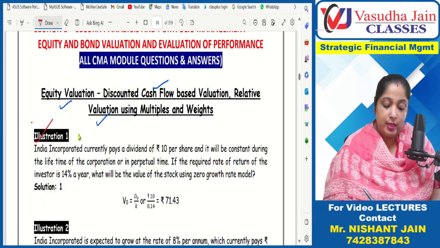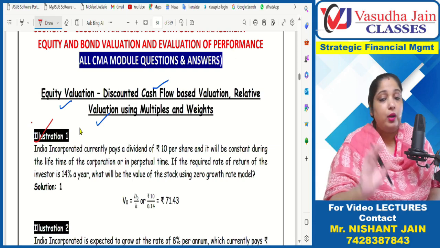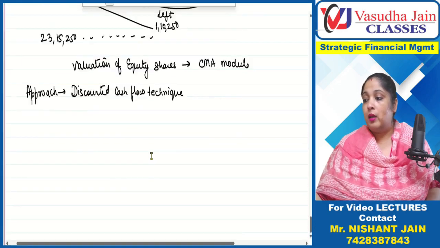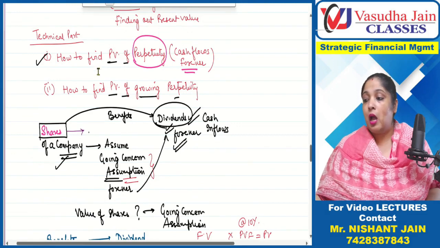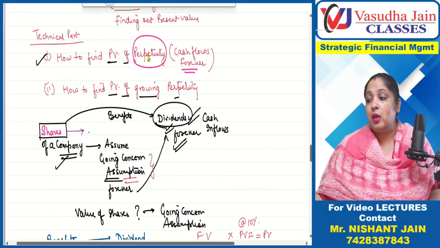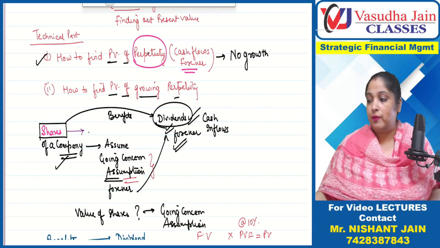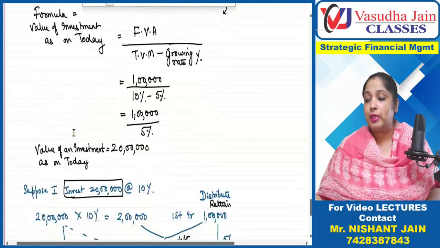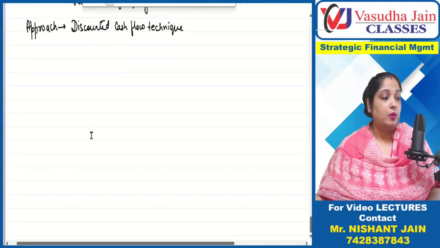Now this question number 1 is based on the no growth model. There is no growth, dividend will not grow. We have learned this part, I have explained this portion. Let me show you how to find the present value of perpetuity without any growth, right? No growth. So the first part of the concept we are going to apply in valuation of equity shares. Okay, let us start.